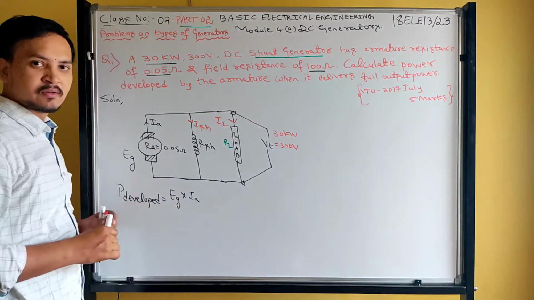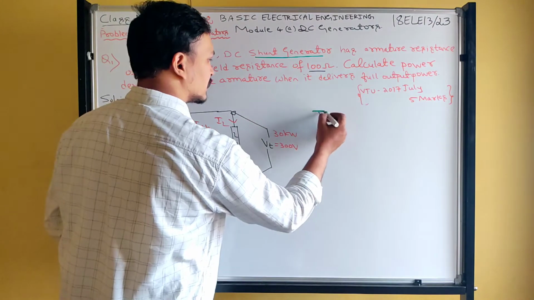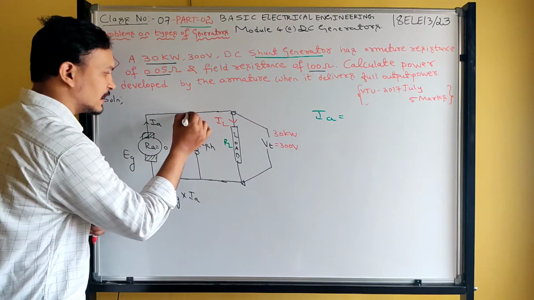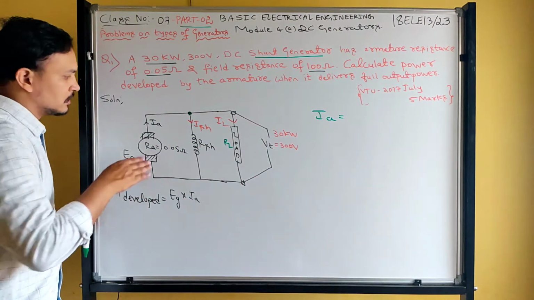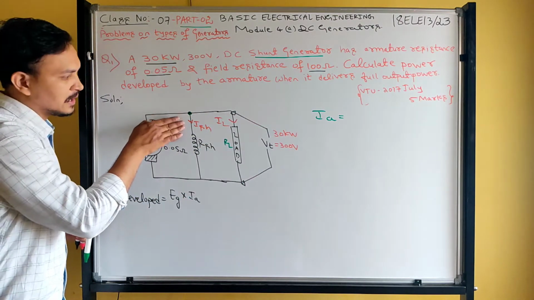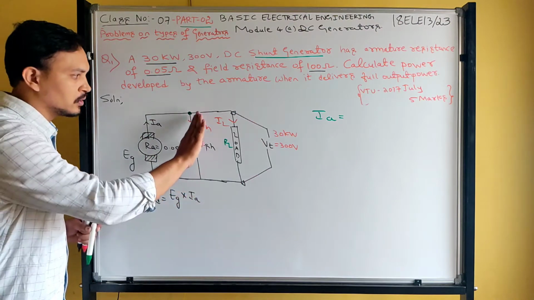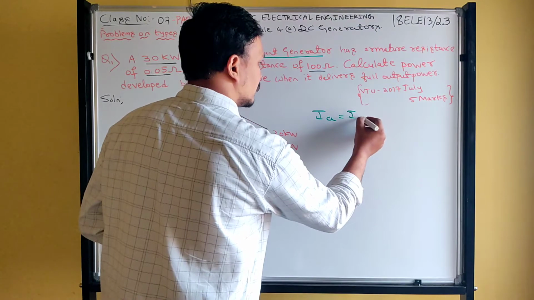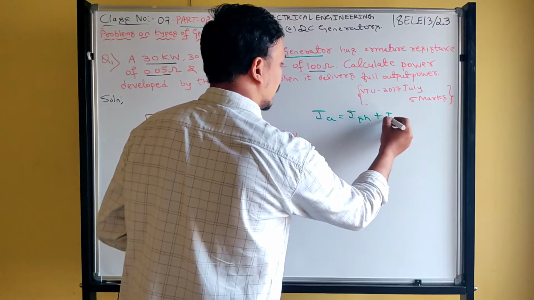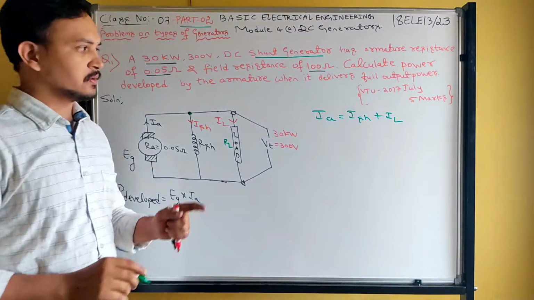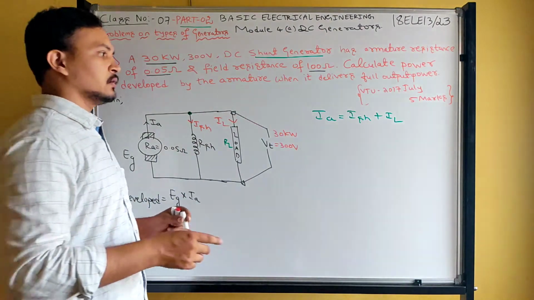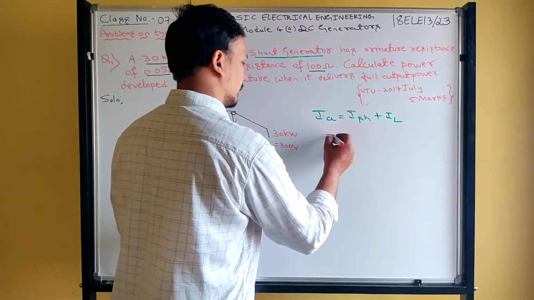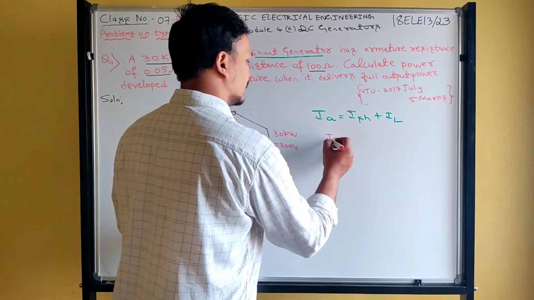We can write the equation for Ia, which is nothing but the current relation. Apply KCL, Kirchhoff's current law, at this node. The entering current is Ia. What are the outgoing currents? ISH is outgoing and IL is outgoing. Therefore, we can write Ia equals ISH plus IL. The addition of those two currents will give the armature current. Let us find the values of these currents. So how do we find the ISH current?